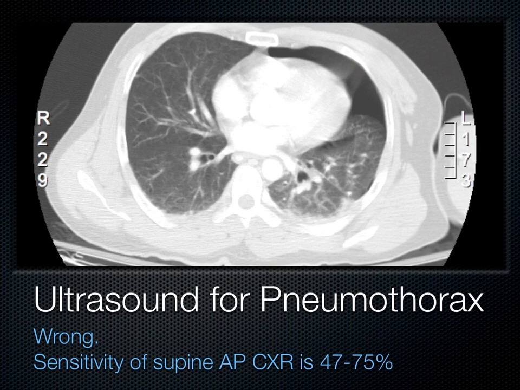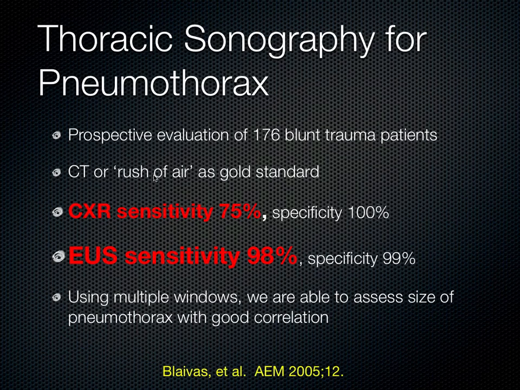This is not uncommon. Depending on which study you look at, the sensitivity of a supine anterior-posterior chest x-ray for pneumothorax is somewhere around a coin flip. The best study we could find showed about a 75% sensitivity. However, in comparison, ultrasound has been looked at and it appears to be significantly superior to chest x-ray for the supine population, which in the ICU is the majority of our patients, at least mostly recumbent.